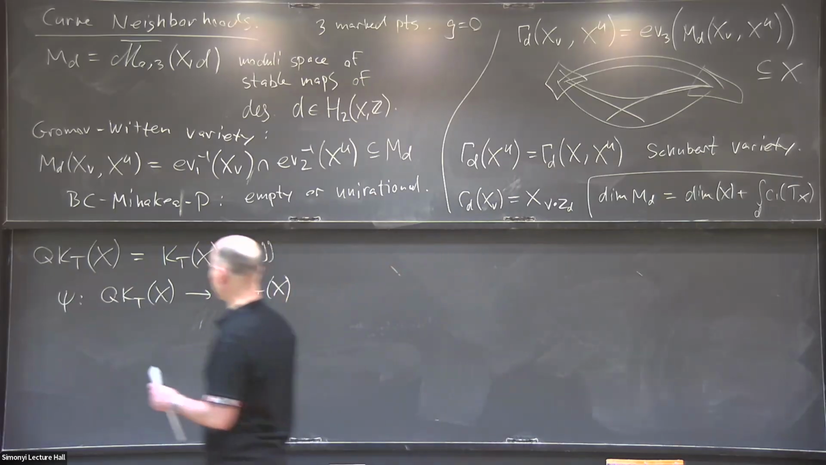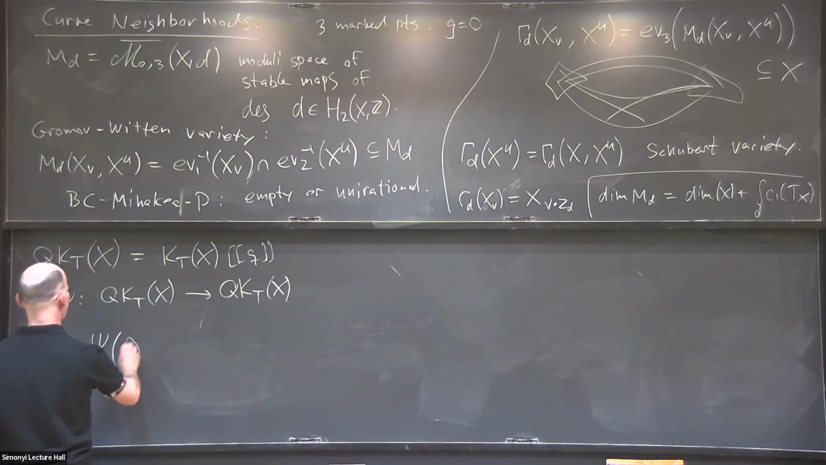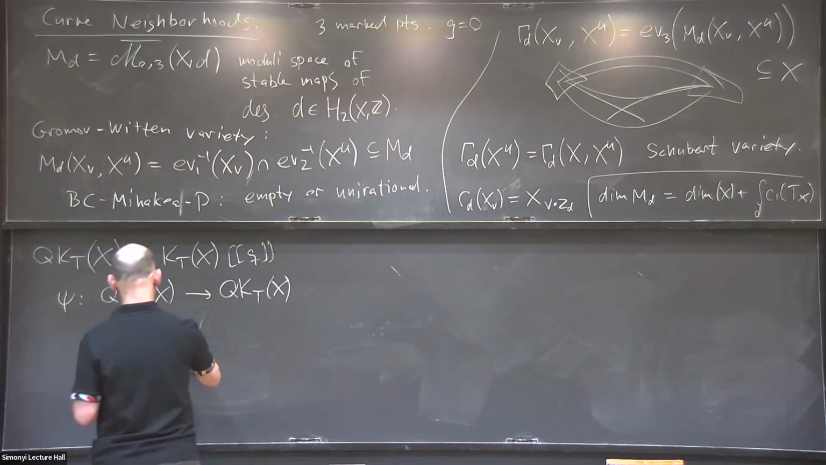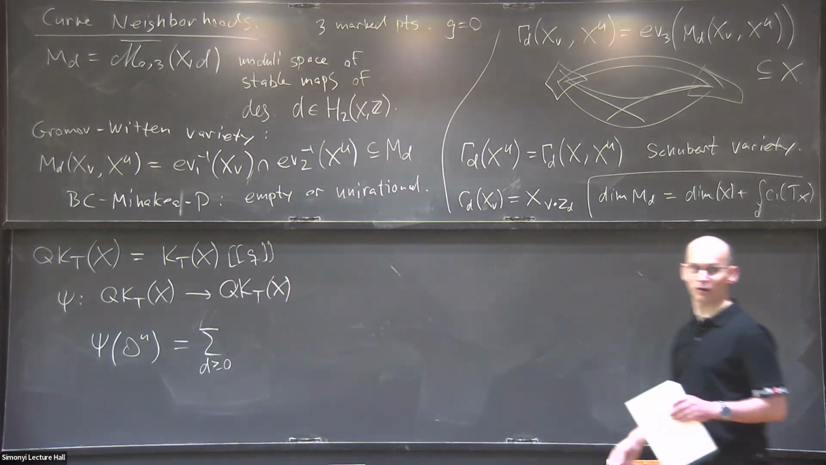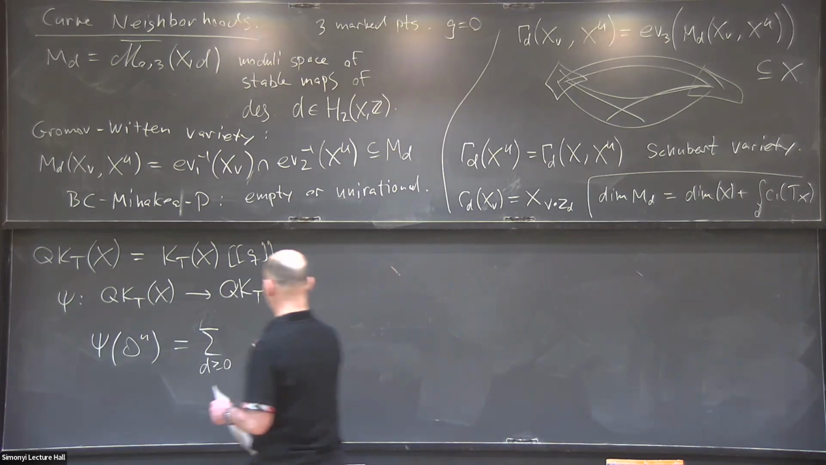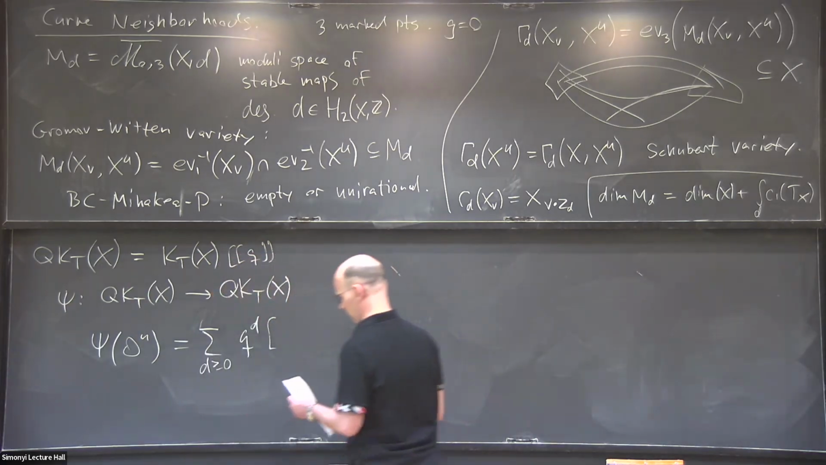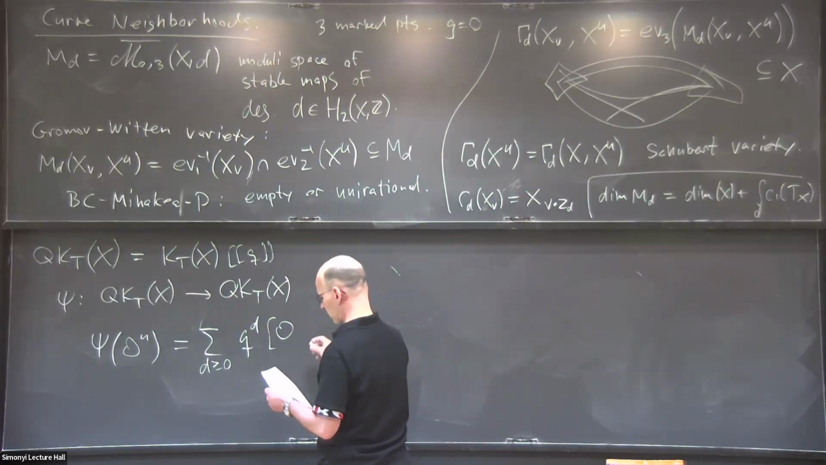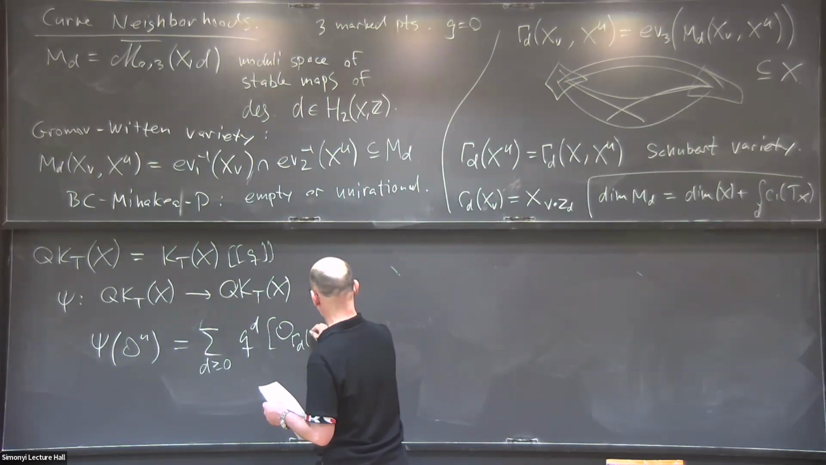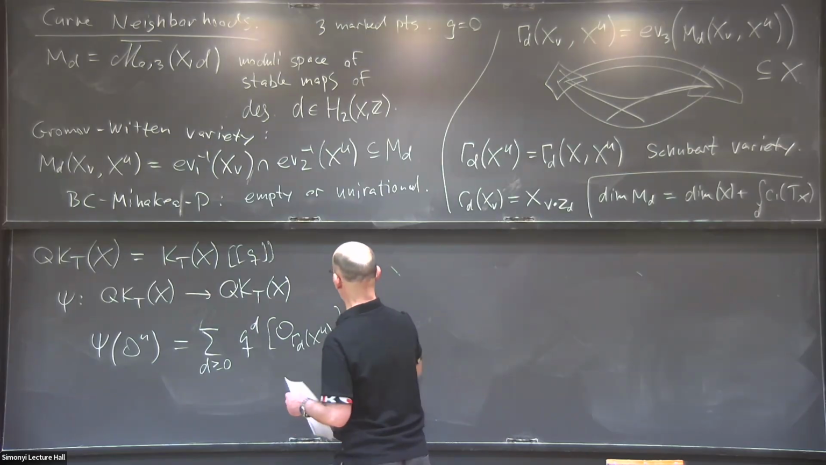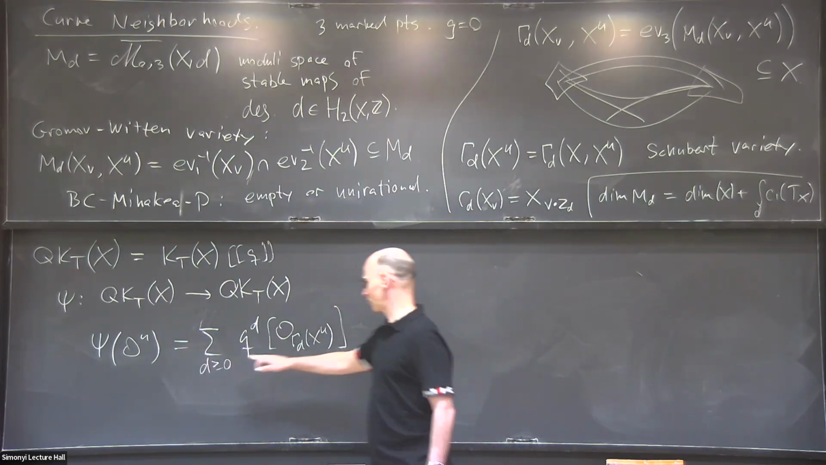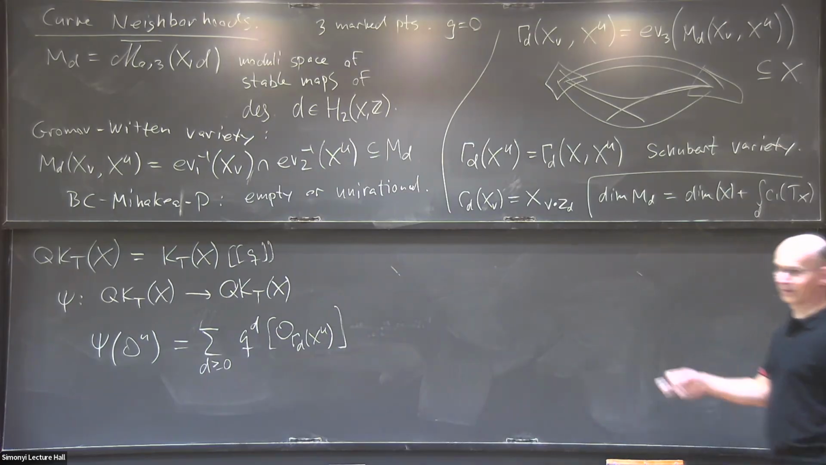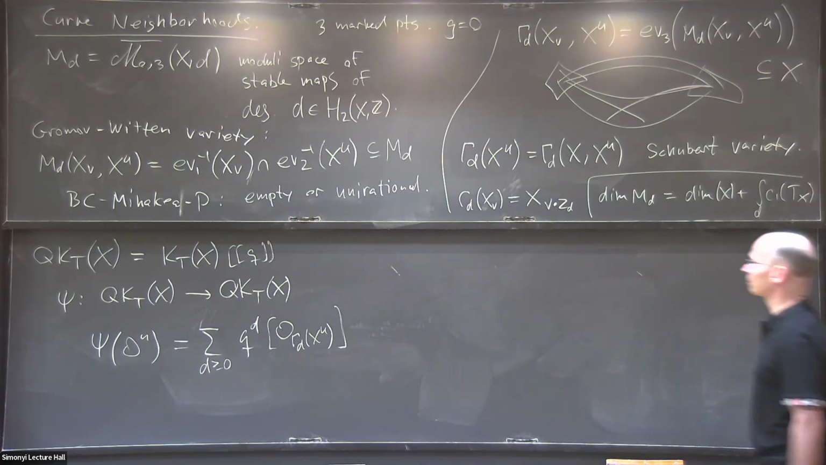What does it do? Well, we apply this Psi to a Schubert class, and then it maps it to the power series where the coefficients are given by all the curve neighborhoods of that Schubert variety. You take q^d times the class of the structure sheaf of the curve neighborhood of a Schubert variety of degree d. So this operator encodes what happens when you take arbitrary curve neighborhoods of Schubert varieties.